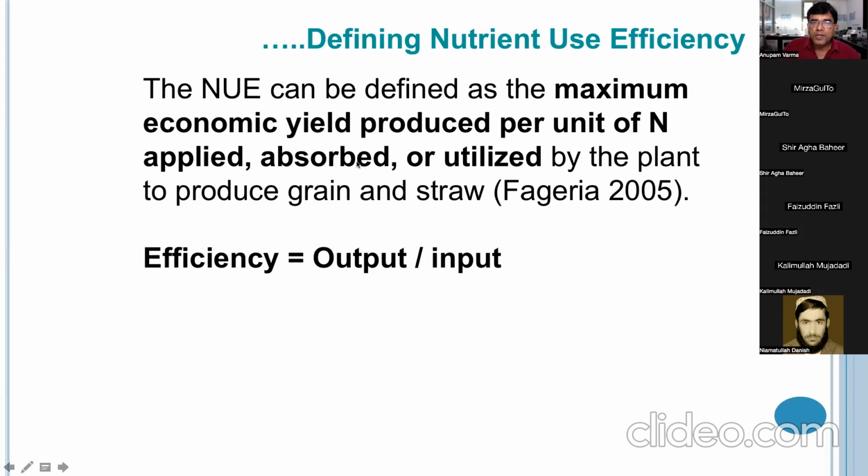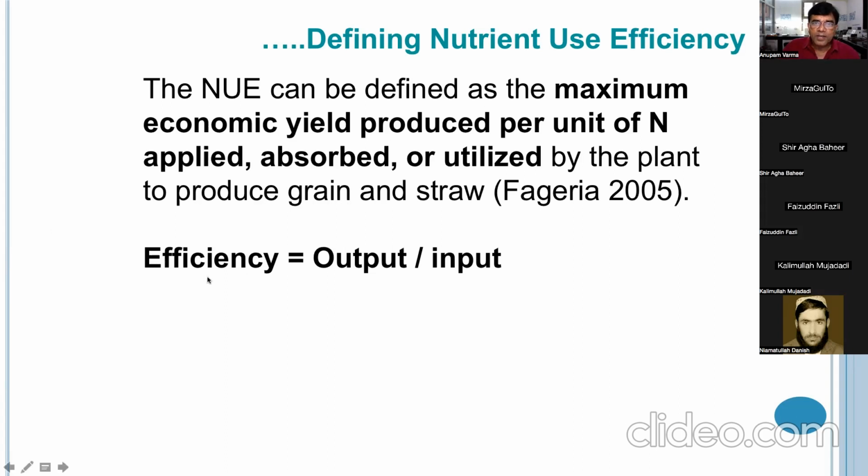Absorbed, how much nutrient has been absorbed from the soil. What proportion is absorbed from the soil. And then how much is used by the plant, how much is utilized by the plant to produce grain and extra. So this grain and extra is your biomass. So this is the best definition, dear students. The nutrient use efficiency can be defined as the maximum economic yield produced per unit of nutrient applied or per unit of nutrient absorbed or utilized by the plant to produce grain and extra or to get the growth.